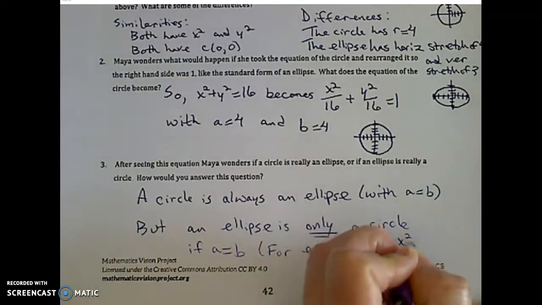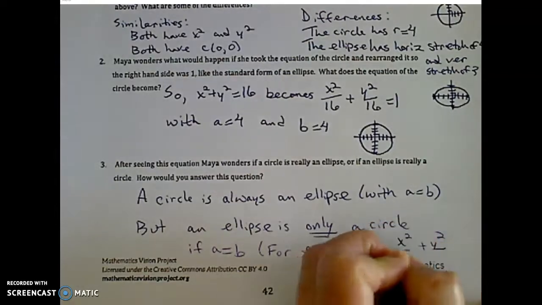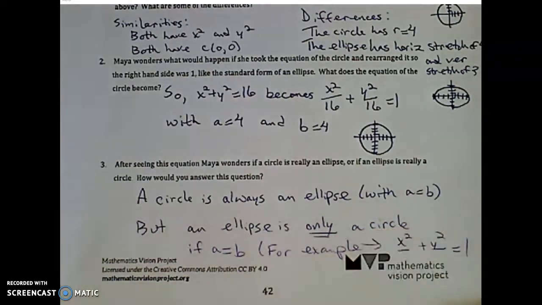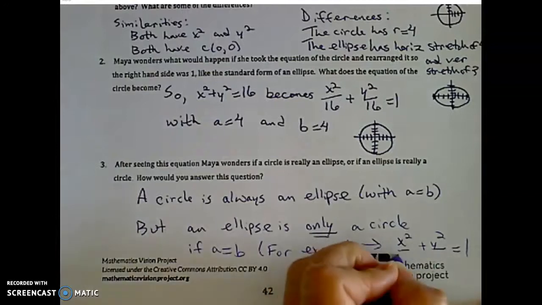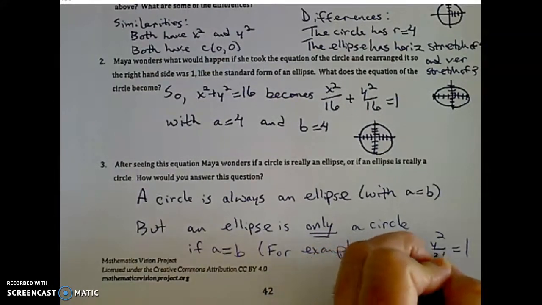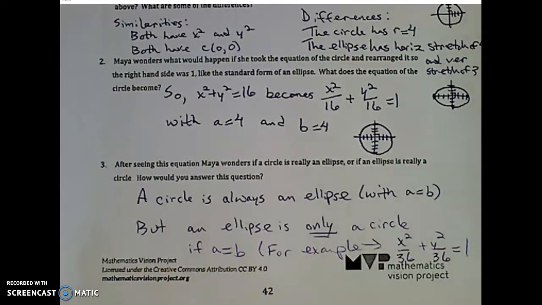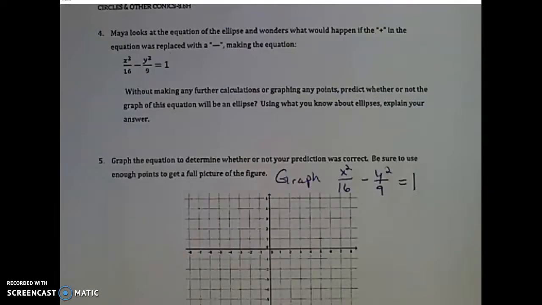So this ellipse happens to be a circle where A is equal to 6 and B is equal to 6. All right, turn the page and read for one moment.